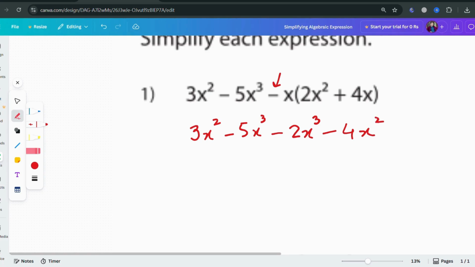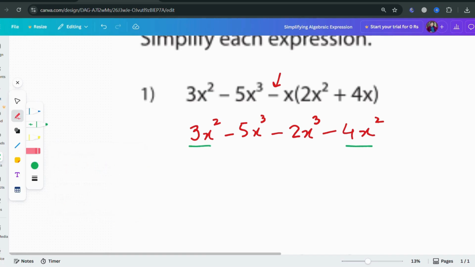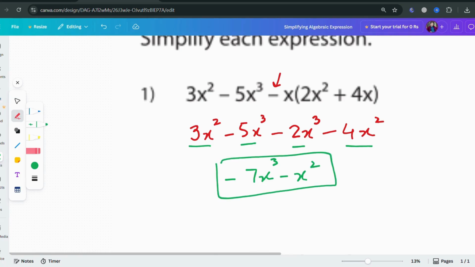Now you can see we have some like terms available over here, this one and this one, they are the like terms. Similarly, these two are the like terms. So I will get minus 5 and 2, that's equivalent to minus 7x to the power of 3, and then 3x squared minus 4x squared, that's equivalent to minus x squared. So that is the answer for the very first question.